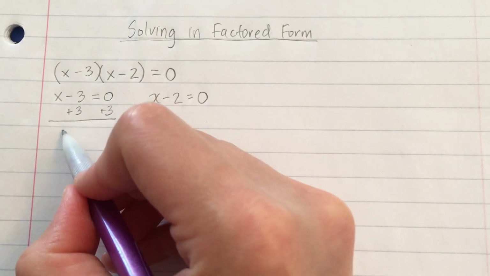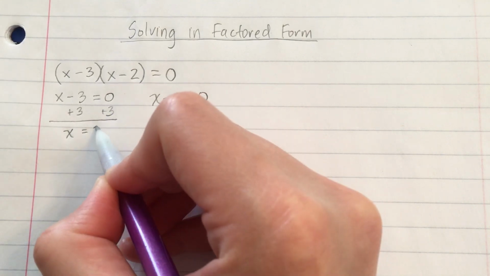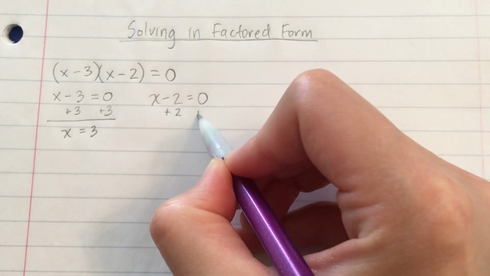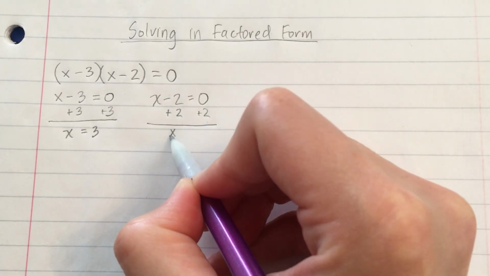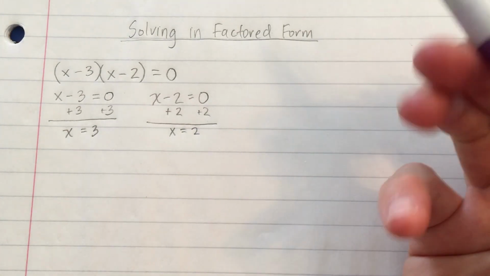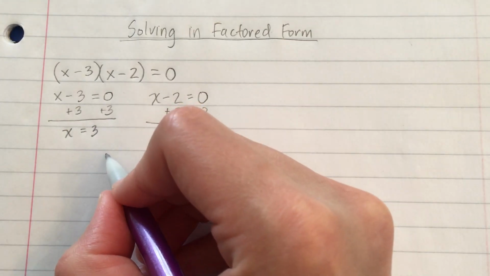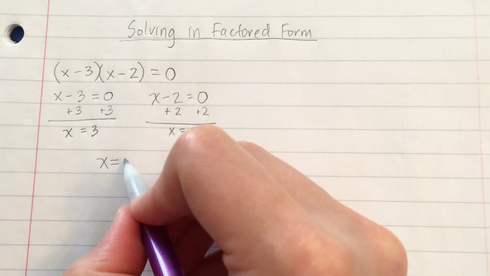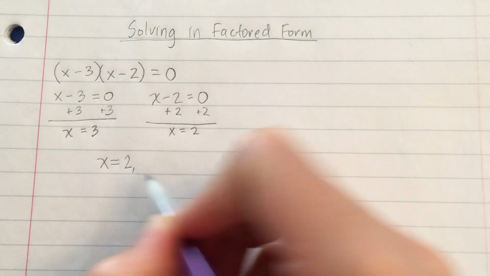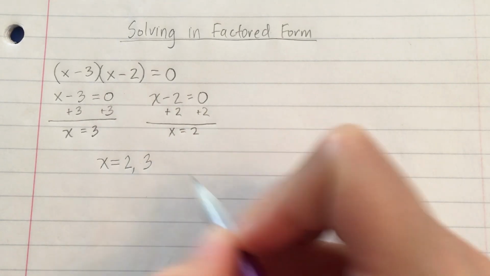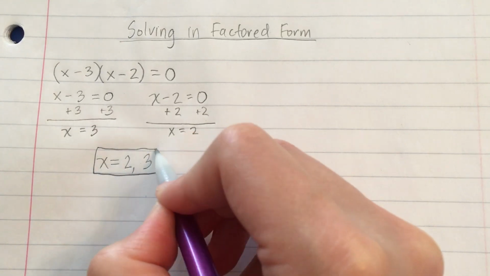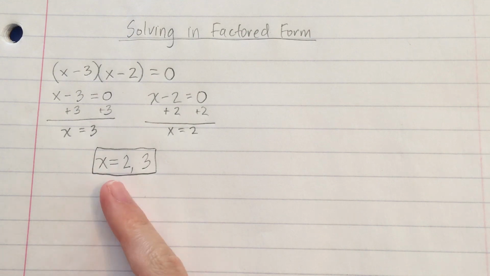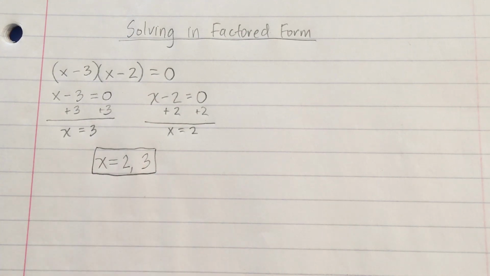So x equals 0 plus 3, which is 3. So x could equal 3. Or another possibility is x could equal 2. And here is how we write it. This is important that you remember. You write x equals the smaller number first, comma, and a space, and then the larger number. x equals 2, 3. This doesn't mean x equals 2 and 3. It can't equal two numbers at the same time, but it can equal 2 or 3. Both of those values will solve the equation.